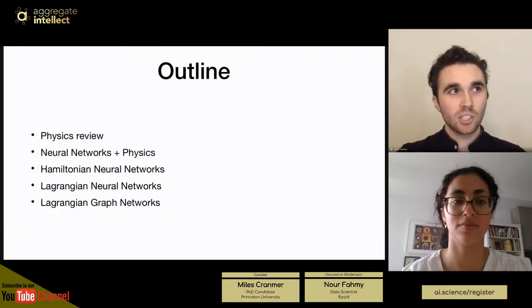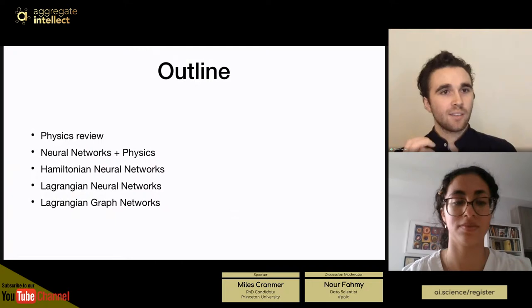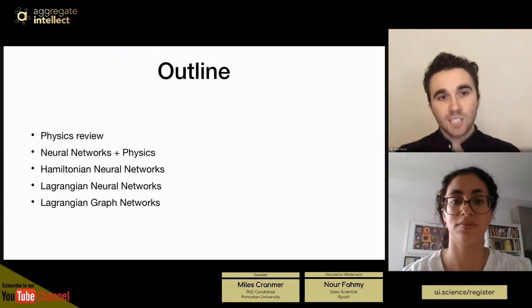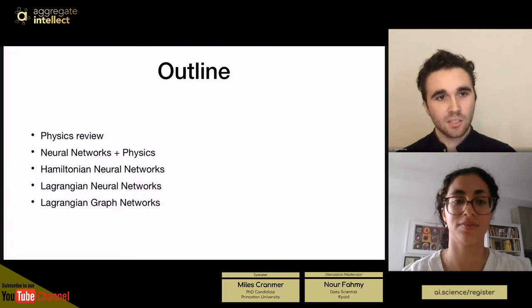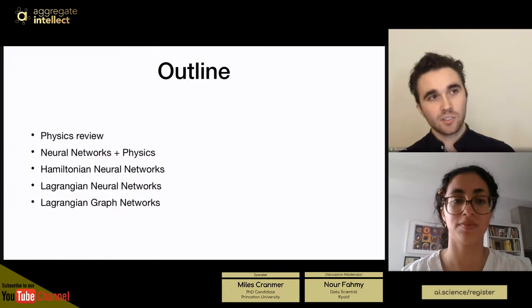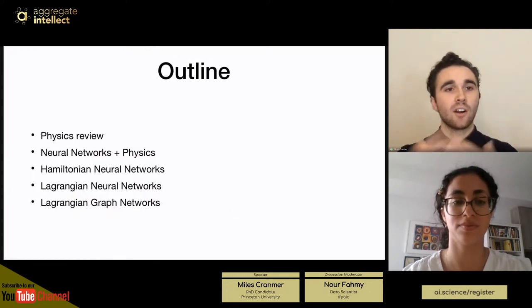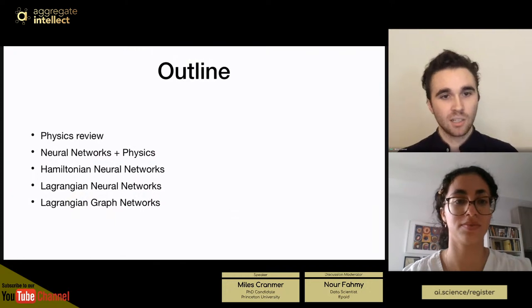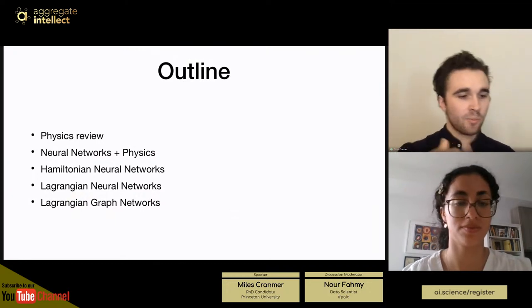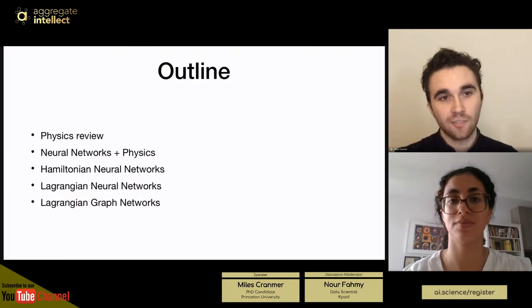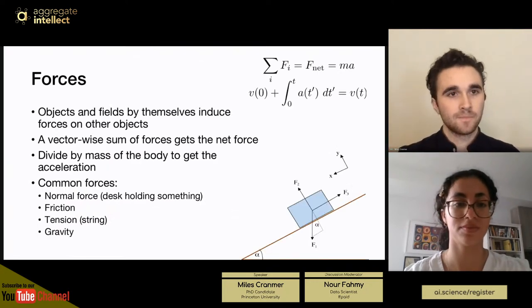So just to give an overview of what I'm going to talk about, I'm going to give you some physics background if you maybe don't really remember these concepts or you're new to them. Then I'll talk about the link between neural networks and physics. Then I'll talk about Sam's work in Hamiltonian neural networks and then our new work in Lagrangian neural networks. And also at the end, I'll talk about this other type of approach called a Lagrangian graph network.